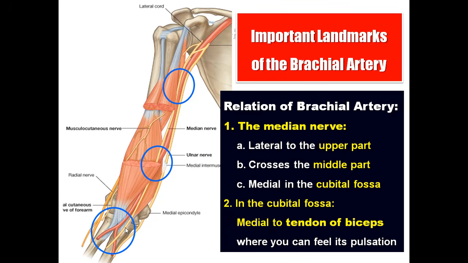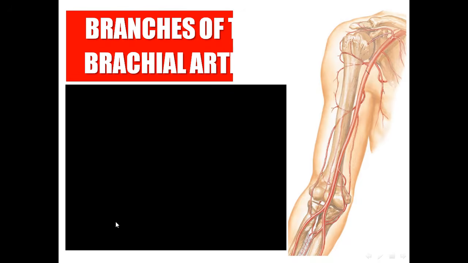Then the relation between the brachial artery and the tendon of the biceps: the brachial artery is medial to the tendon of the biceps. And this is very, very important, because that's where we can feel the pulsation of the brachial artery, medial to the tendon of the biceps. Then the 5 branches of the brachial artery.